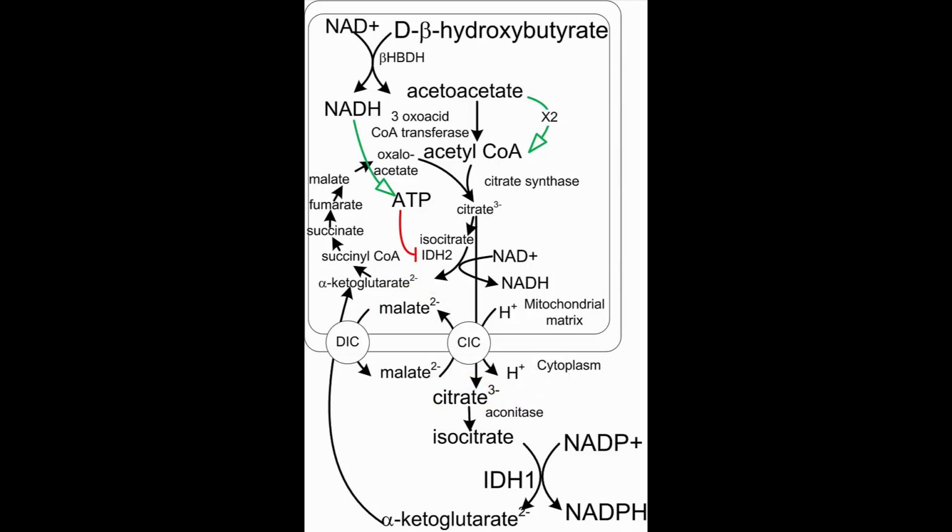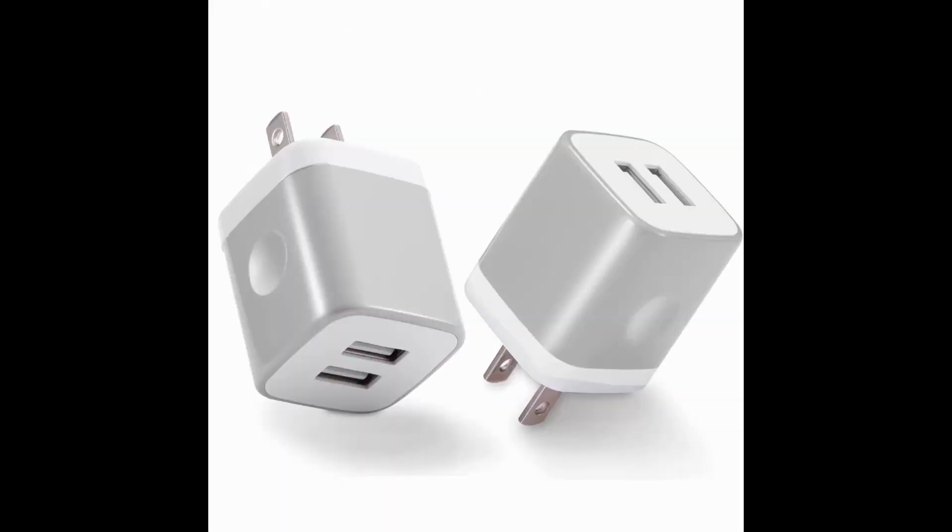It's converted to isocitrate and then to alpha-ketoglutarate. The isocitrate dehydrogenase 1 enzyme in the cytosol differs from the isocitrate dehydrogenase 2 in the mitochondria. The one in the cytosol adds an electron to NADP+ to make NADPH. And that is how the mitochondria using beta-hydroxybutyrate supercharge the NADPH battery.